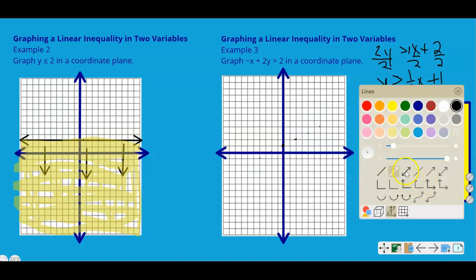All right, let's choose. This time we need a dotted line because it is greater than, not greater than or equal to.